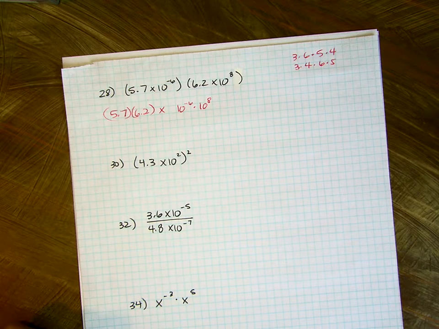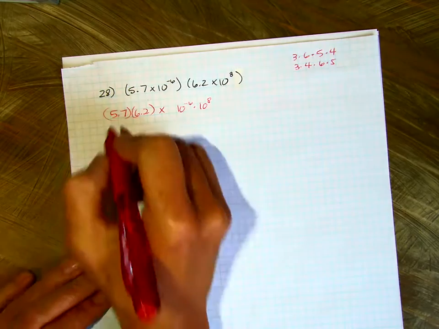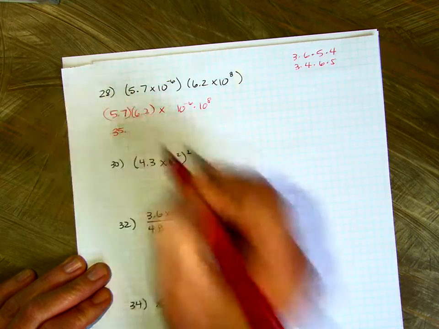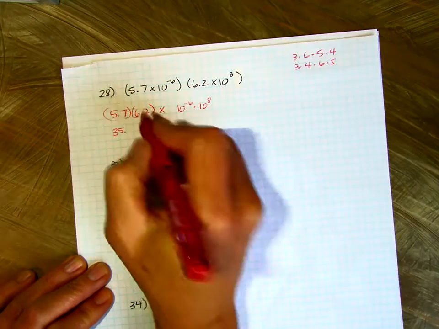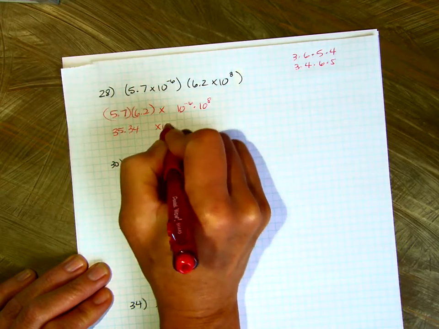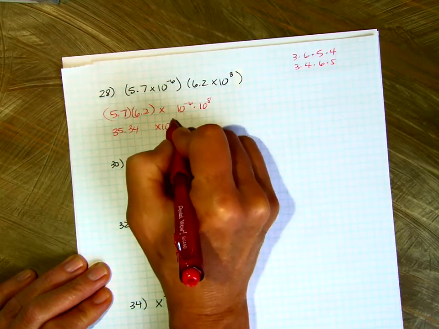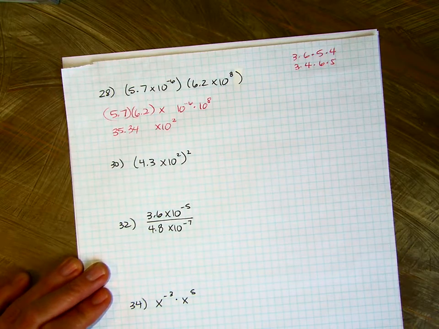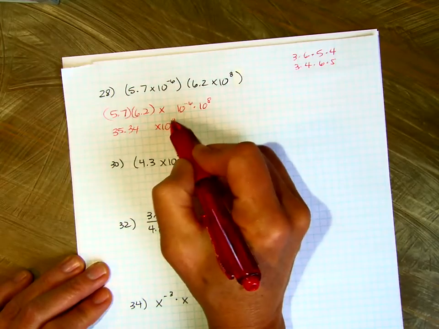5.7 times 6.2, and I get 35.34 times 10, and I add exponents. Times 10 to the 2. Look how beautiful that is. Negative 6 plus 8 is 2.